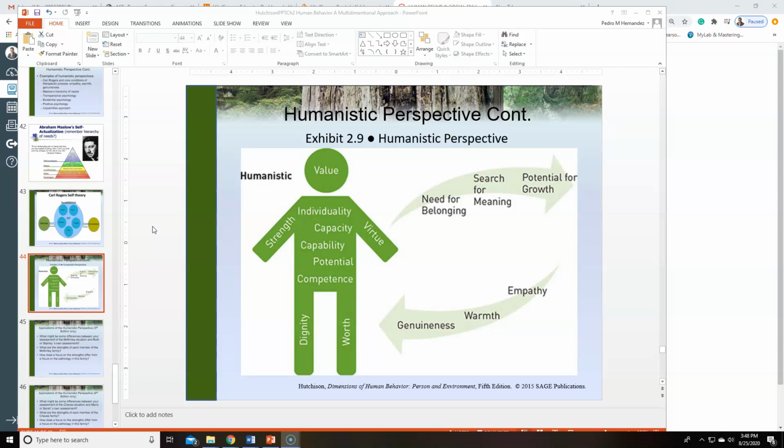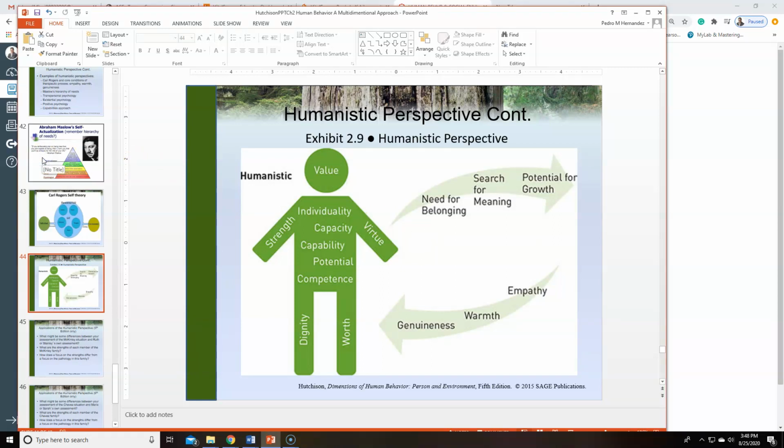It also assumes that people are good and that people want to improve, as you can see here: the need for belonging, the search for meaning, potential for growth, empathy, warmth, genuineness. All of those sound like improving, things you want to work on, right?